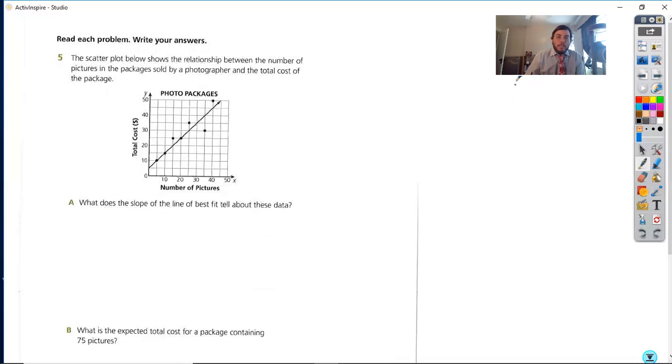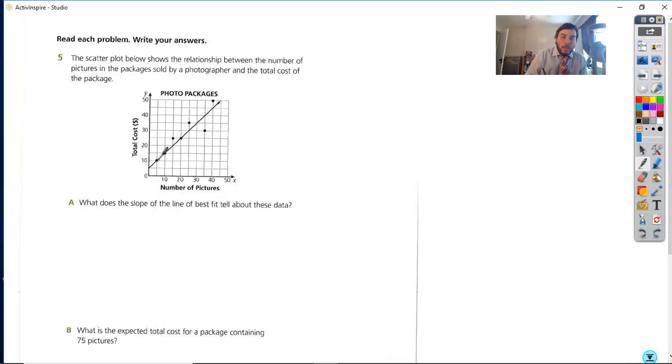Number 5 says the scatter plot below shows the relationship between the number of pictures in the packages sold by a photographer and the total cost of the packages. So if we take a look here, it says, what does the slope of the line of best fit tell us about this data? Well, first let's find the slope in this line of best fit.